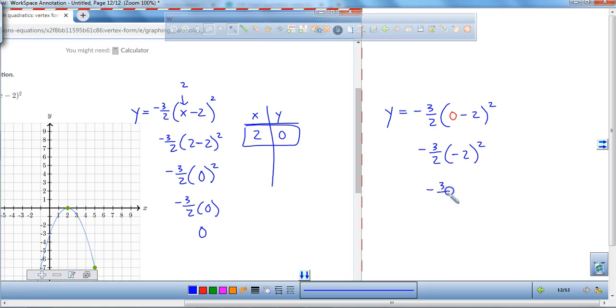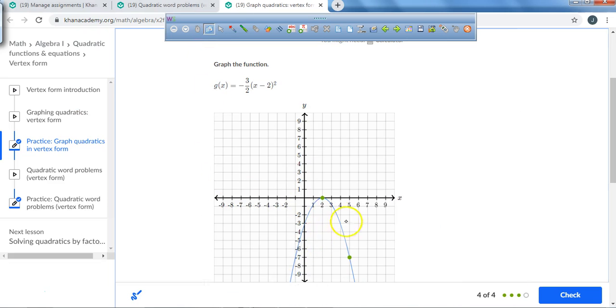Negative 2 times negative 2, or negative 2 squared, becomes a positive 4. And negative 3 times 4 is negative 12. Negative 12 over 2 is negative 6. So when I plug in a 0, I get a negative 6. So I can also plot 0 and a negative 6. So I'm just going to put 0 and negative 6.